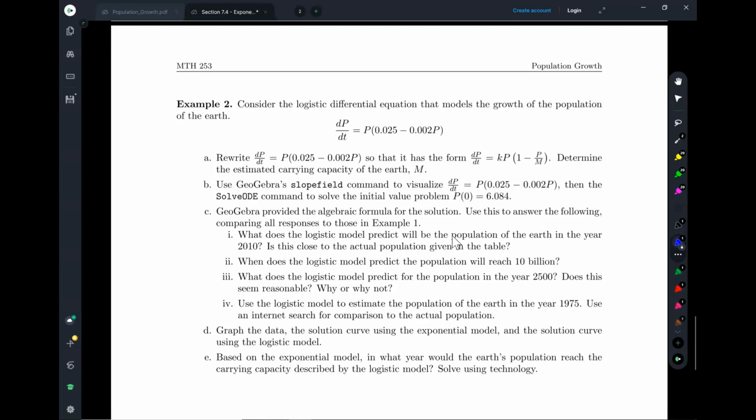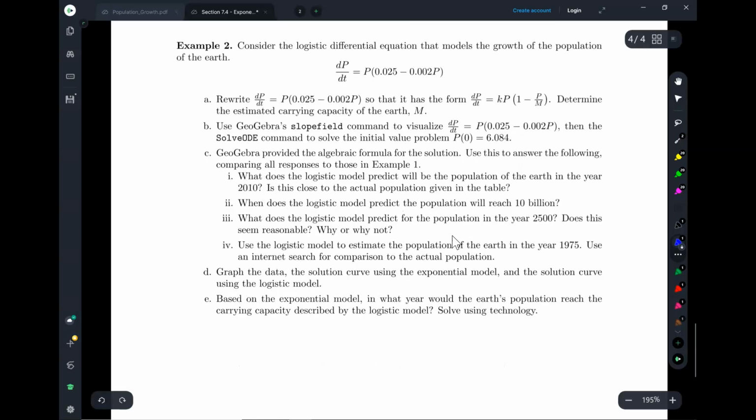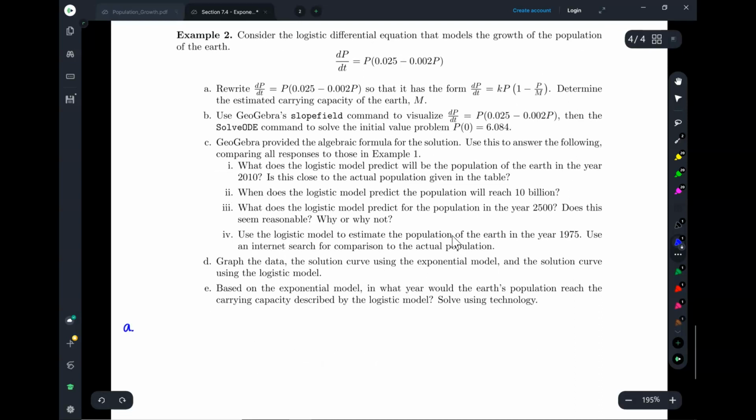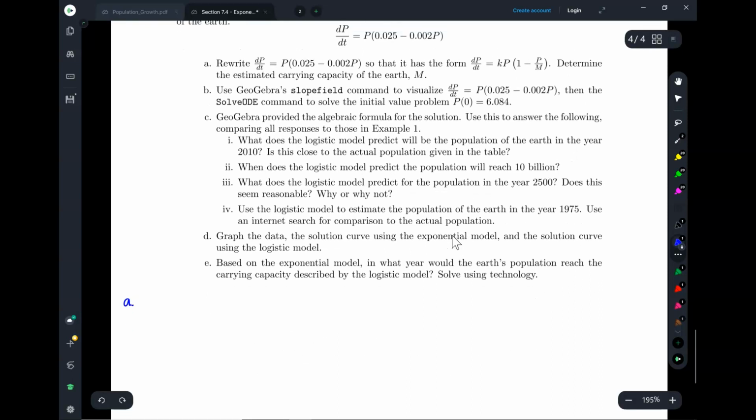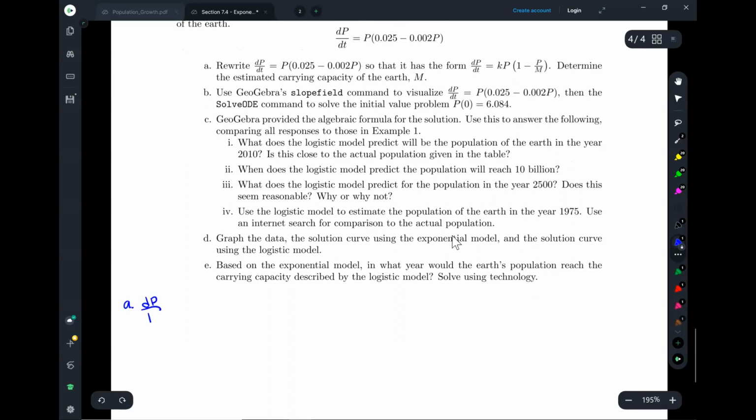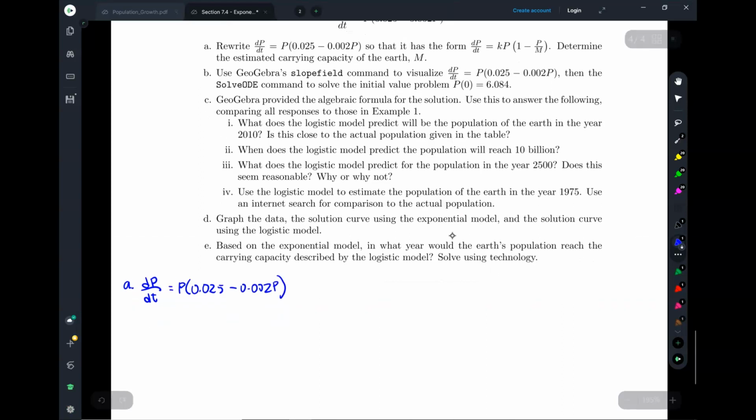So here's what we're going to do. We have had some exposure already to the logistic equation. Again, we know that M is the carrying capacity. And so we're just going to rewrite this differential equation so that it's in that form that we were comfortable with before. So here was the one that we found based on the data from the Earth's population. It was dP/dt equals P times the quantity 0.025 minus 0.002p. Okay, so we're going to write it in this form.